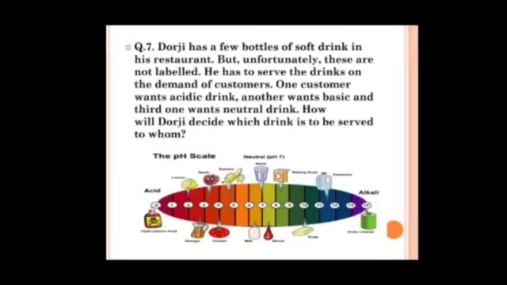Question number 7: Dorji has a few bottles of soft drink in his restaurant, but unfortunately these are not labeled. He has to serve the drinks on the demand of customers. One customer wants an acidic drink, another wants a basic one, and the third wants a neutral drink. How will Dorji decide which drink is to be served to whom? Without tasting, how can we identify whether the solution is acidic, basic, or neutral? For that we can use litmus paper.